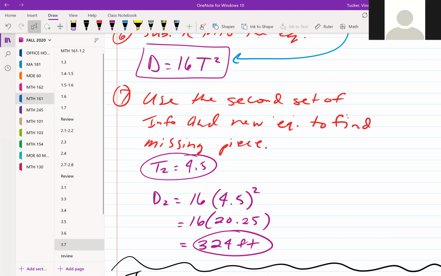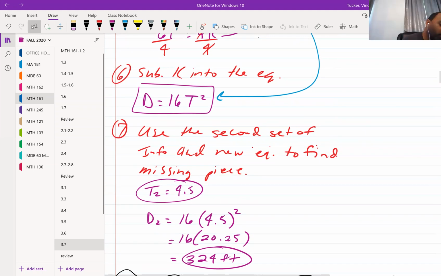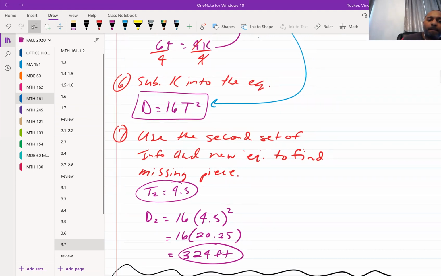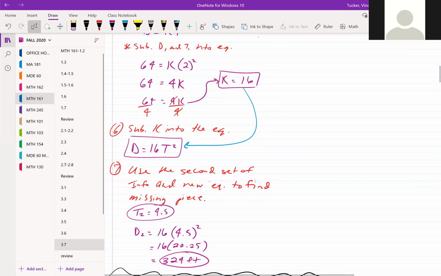Could you scroll up? You went too fast on that one. How far up? A little more up to number 5, step 5. There we go. That's good.